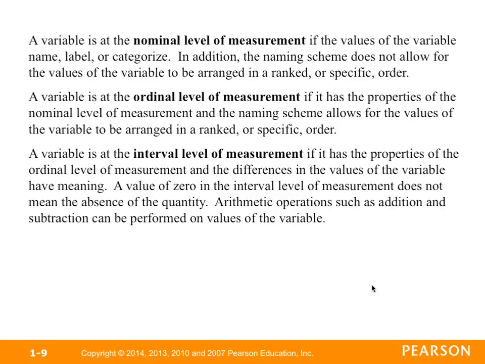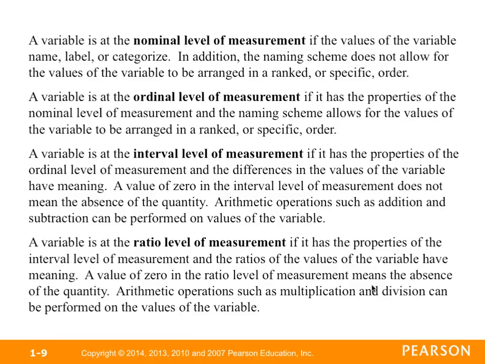A variable at the interval level still has the properties of the ordinal level of measurement, and the differences in the values of the variable have meaning. So a value of 0 at the interval level does not mean the absence of quantity. Arithmetic operations such as addition and subtraction, though, can be performed on the values for that variable. And if you have something at the ratio level of measurement, it's very similar to interval, except this time a value of 0 means the absence of quantity.